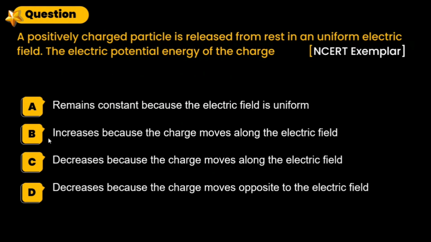A positive charged particle is released from rest in a uniform electric field. What happens to the electric potential energy of the charge? The options: decreases, and so on. We cannot talk about the charge here. We have to talk about electric potential. What will happen to the electric potential energy of the charge? So just think this way.